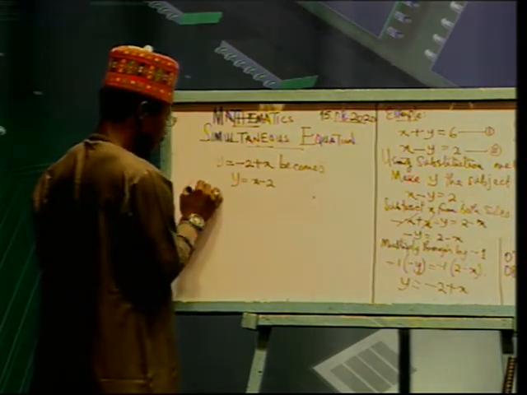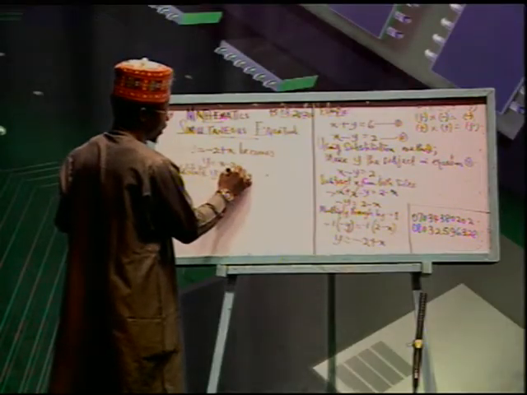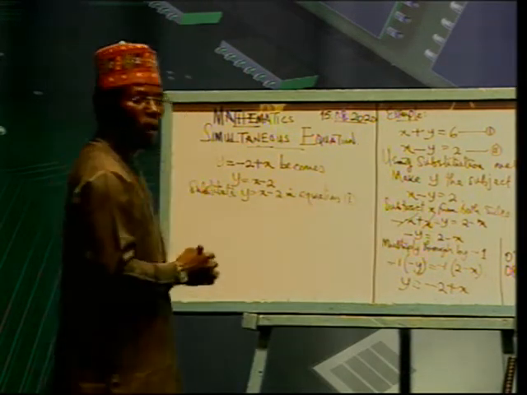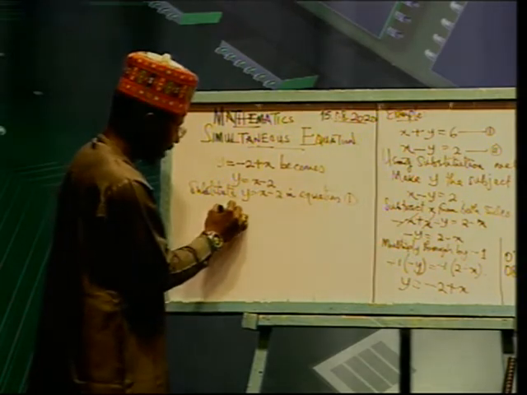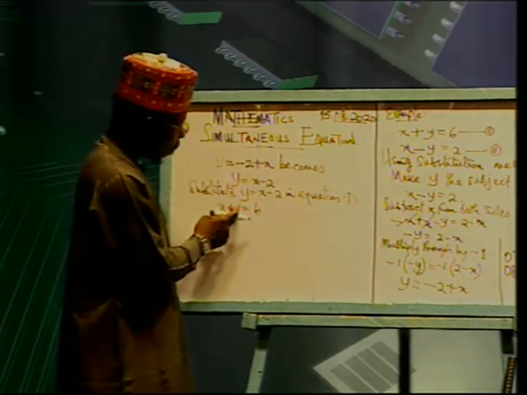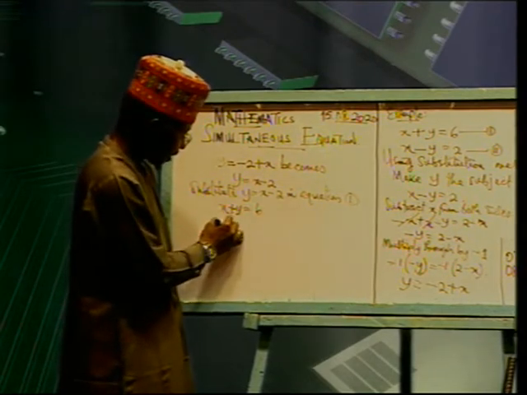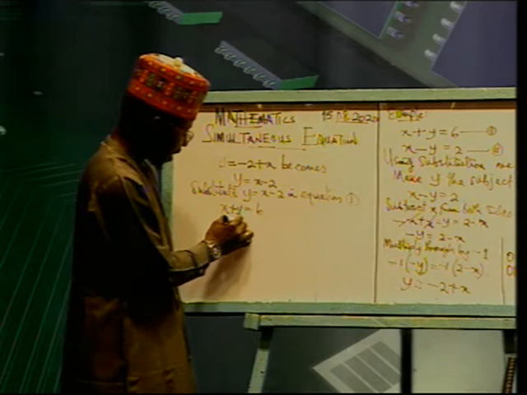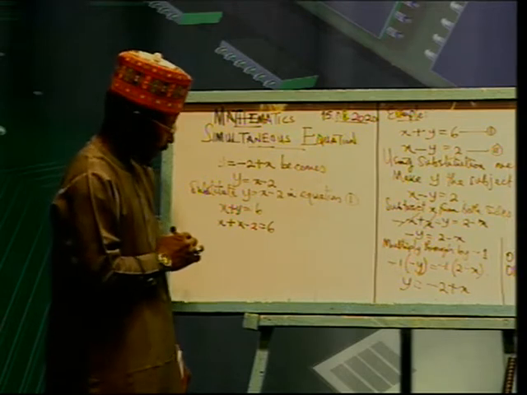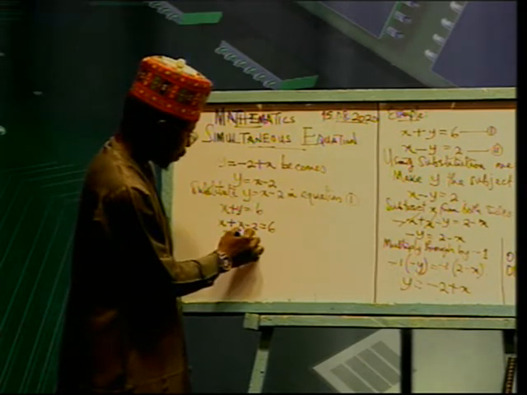So you write: substitute y equals x minus 2 in equation 1. Your equation 1 is x plus y equals 6. So anywhere you see y now, you put x minus 2. So you have x plus, in place of y you have x minus 2, and that will give you 6. And from here, x plus x will give you 2x minus 2 equals 6.